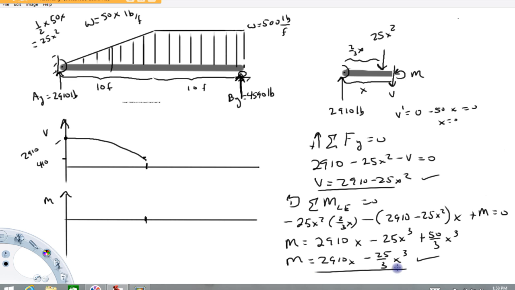Okay, our moment function. So this animal here is cubic. Take note that it goes through the point 0, 0. I'm going to go ahead and calculate a value at 10. If we run a 10 through this, okay, I get a value of 20,780 foot-pounds positive. So I'm just going to put that up here.